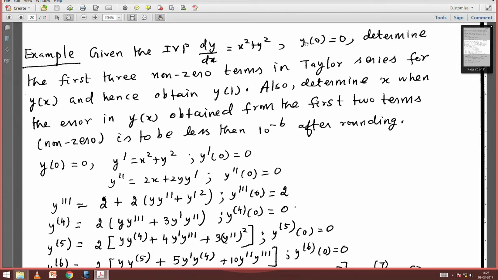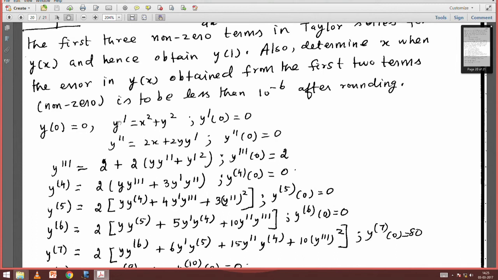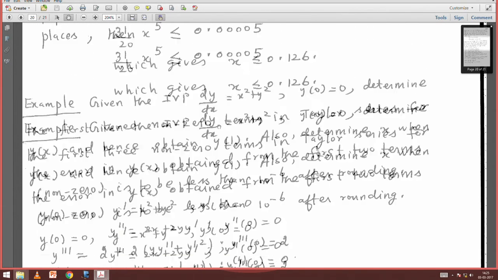The initial point is 0. So, we expand the Taylor series about 0. So, we require the derivatives to be evaluated at 0. So, we first compute the derivatives. So, y prime is f, that is x square plus y square, but y prime at 0 is 0, right. So, the first term, how does it look? y at x is y of 0 plus x into y prime 0, and that y prime 0 turns out to be 0. So, we essentially have only one term, which is y of 0, and what about that? y of 0 is given to be 0.